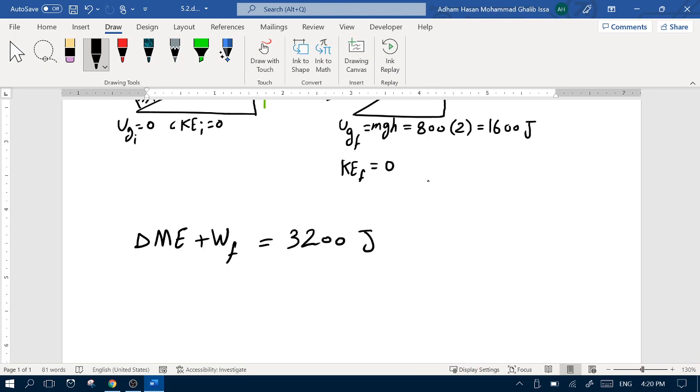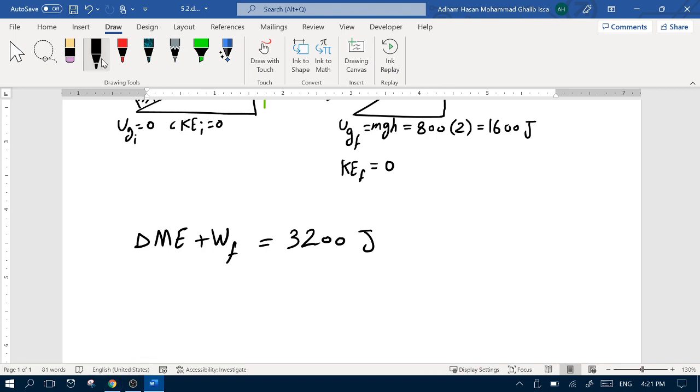Now, all of these are simply what? 1600 joule. We had nothing initially, nothing in terms of gravity or in terms of kinetic energy, and finally we only have the gravitational potential energy. You can write the whole equation, which is UG final plus KE final minus UG initial minus KE initial, and the answer will be, of course, 1600 joule.